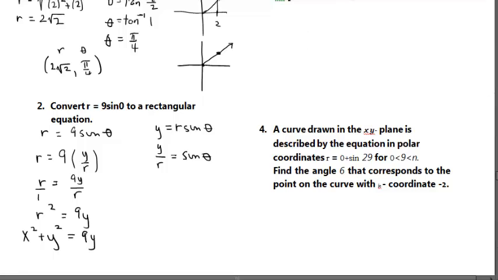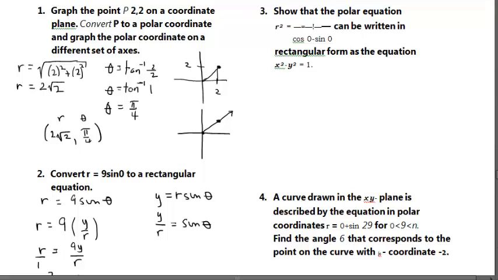Okay, problem 3. We're supposed to show that this polar equation can be written in a specific rectangular form. So again, it's just manipulation using the given formulas that are above on the top of the note card and just doing some substitutions, etc.